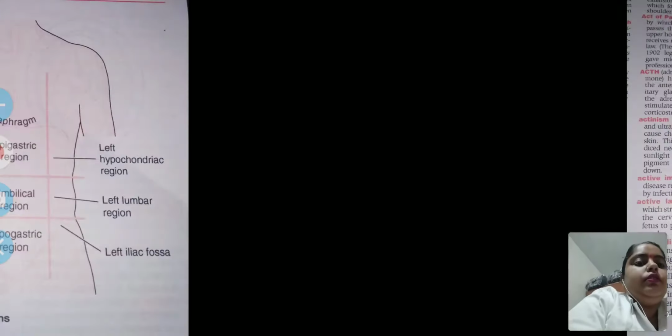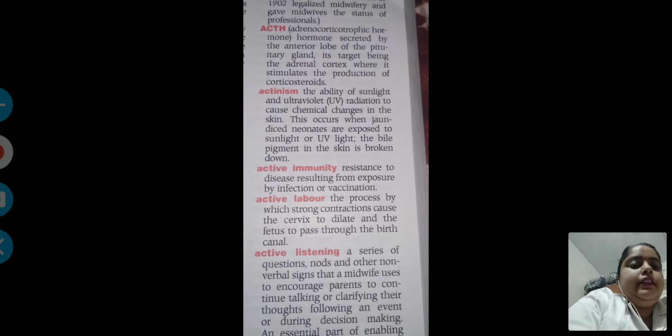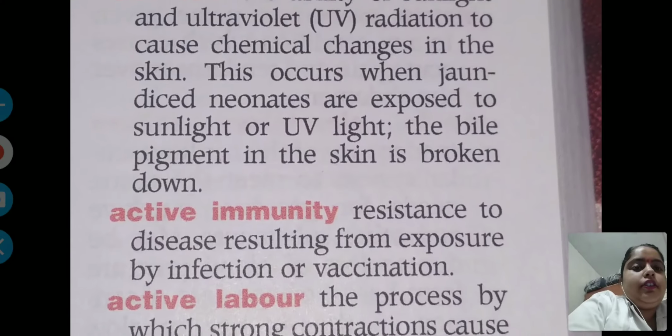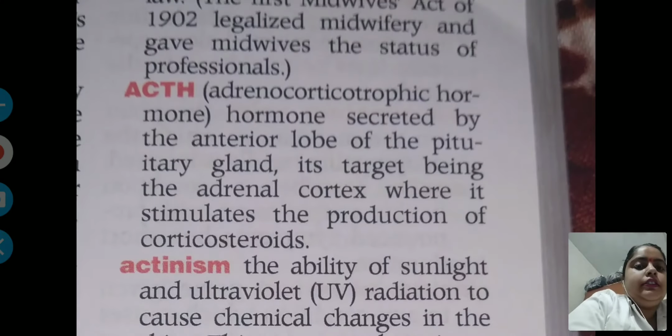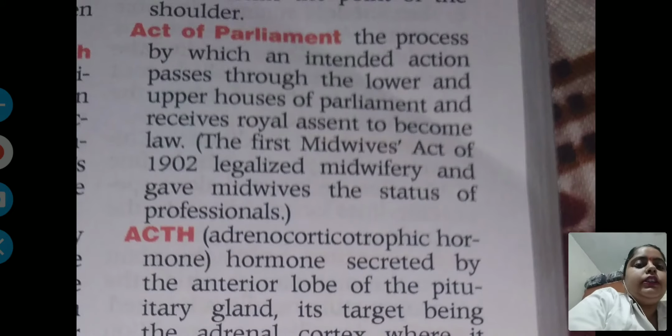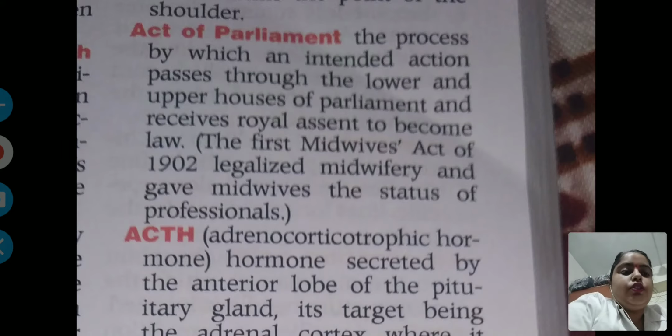Now we will learn about the word of the day. I want to teach you some words of the day that you can see on the screen. The first one is the Act of Parliament. It is the process by which an intended action passes through the lower and upper houses of Parliament and receives royal assent to become law. The first Midwives Act of 1902 legalized midwifery and gave midwives the status of professional.